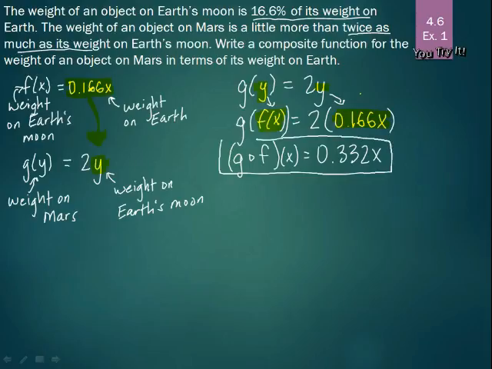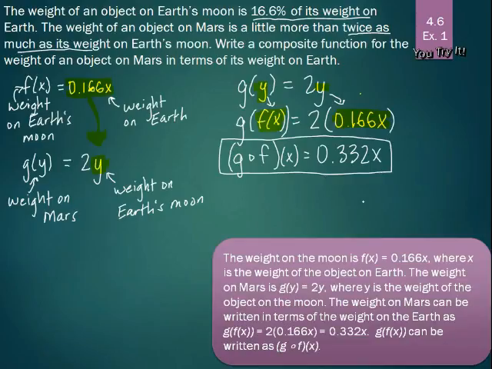And that is finding the weight of an object on Mars in terms of x, which is the weight on Earth. So our final answer: the weight on the moon is f of x equals 0.166x, where x is the weight of the object on Earth. The weight on Mars is g of y equals 2y, where y is the weight of the object on the moon. The weight on Mars can be written in terms of the weight on Earth as g of f of x equals 2 times 0.166x equals 0.332x. G of f of x can be written as g composed of f of x.